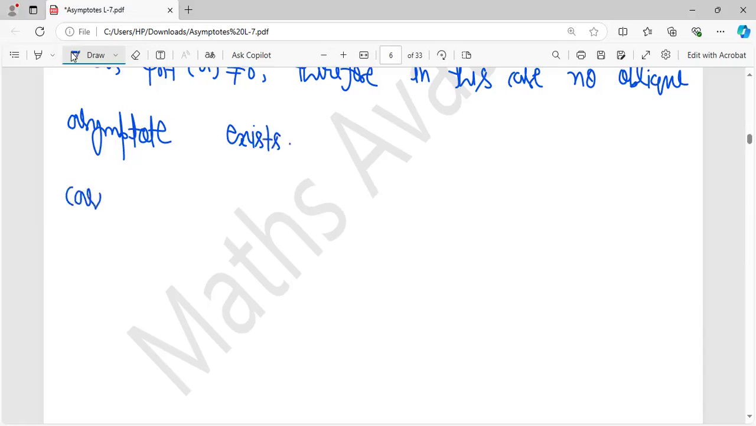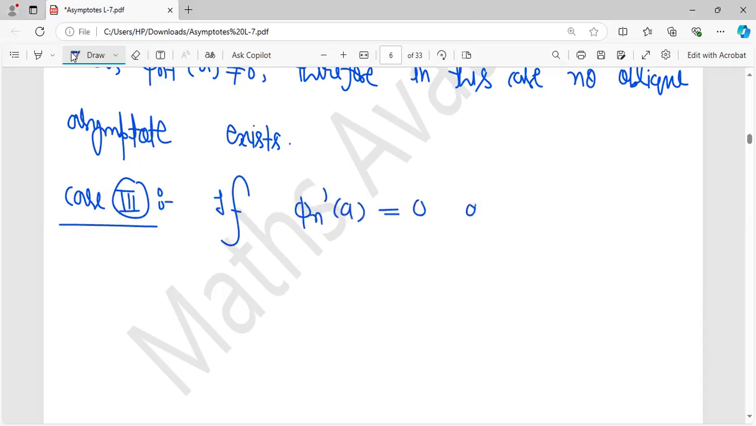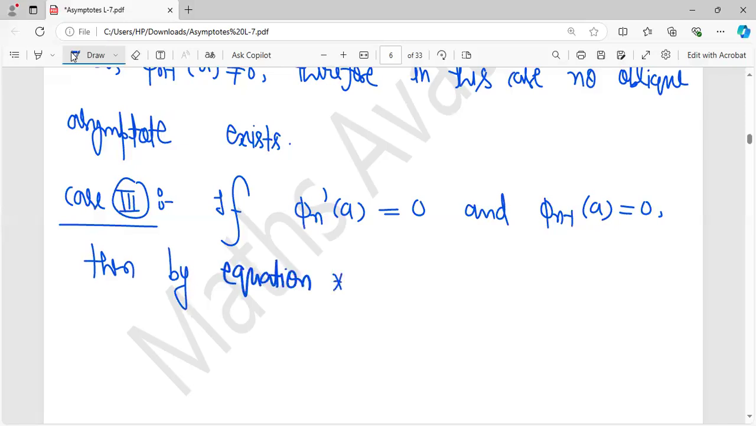Now, case 3. If phi n dash a is equal to 0 and phi n a is also equal to 0, then by equation triple star, we get what we get.